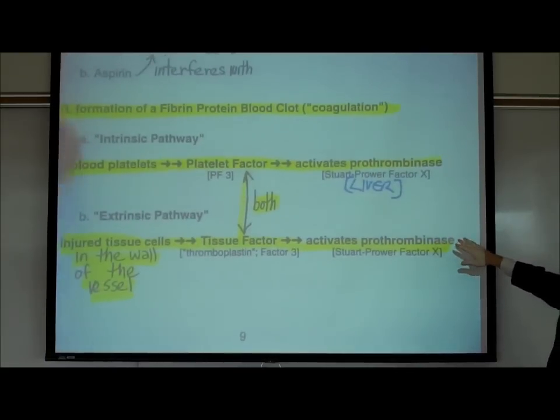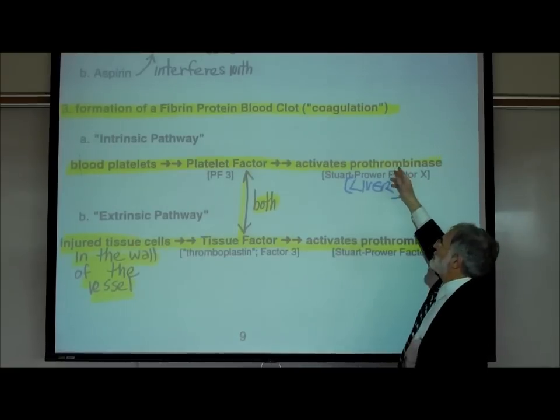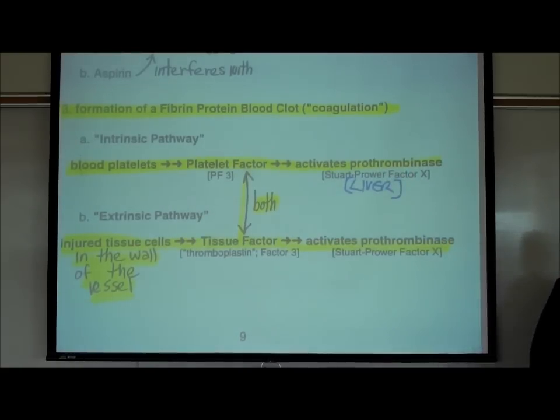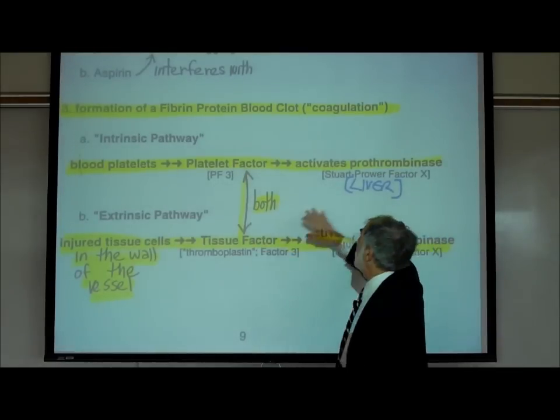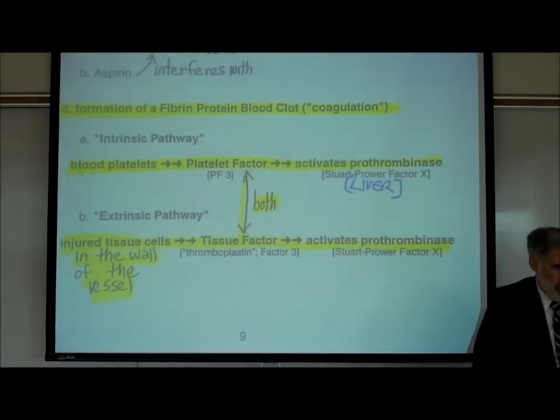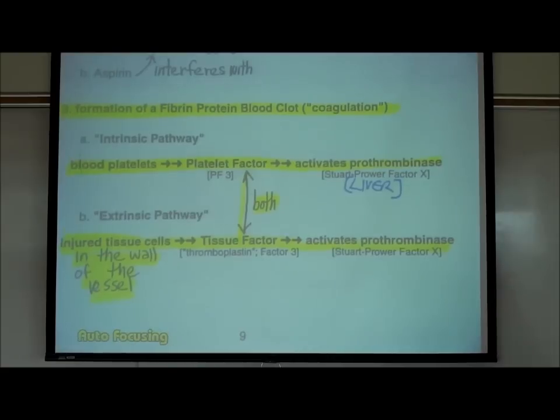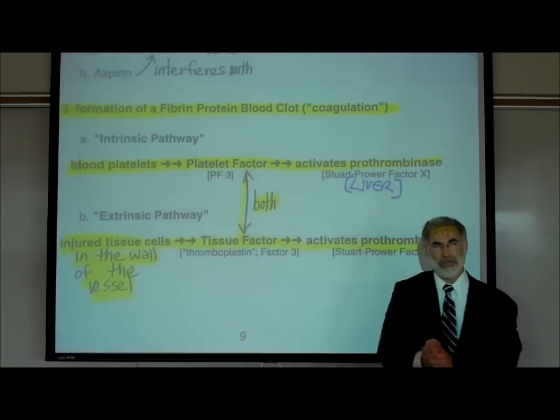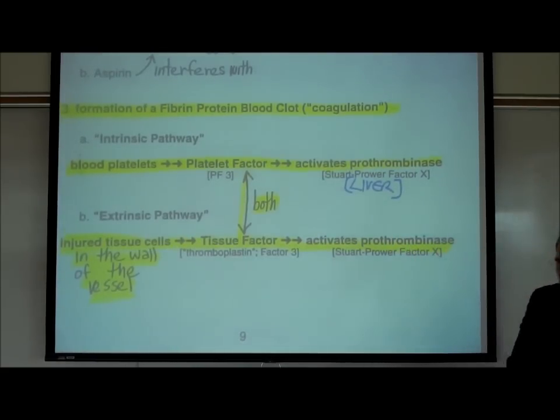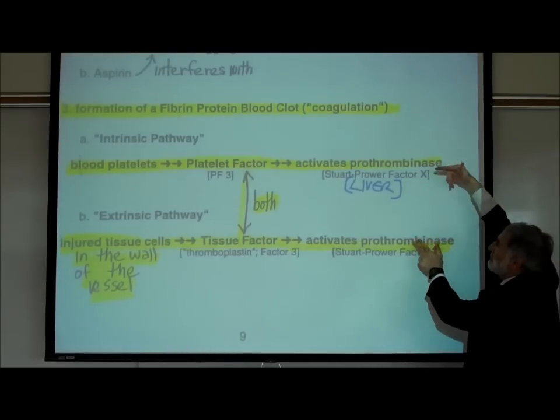They activate a protein circulating in our bloodstream called prothrombinase. Now, like almost all proteins in our blood, it is made by our liver. So both PF, platelet factor, which we have reviewed, released from blood platelets, and tissue factor, released by injured cells of the wall of the vessel, both have the same result.